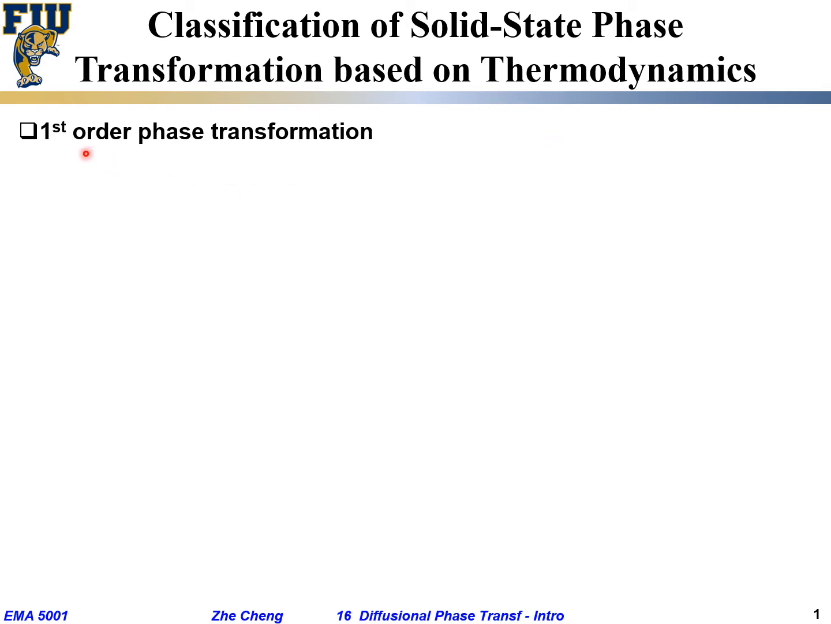So first is the so-called first order phase transformation. These are the phase transformations that, at the temperature of the transformation, the Gibbs free energy between one phase and the other phase is the same, and the chemical potential is also the same. But at the same time, the first order derivative of the Gibbs free energy is not continuous.